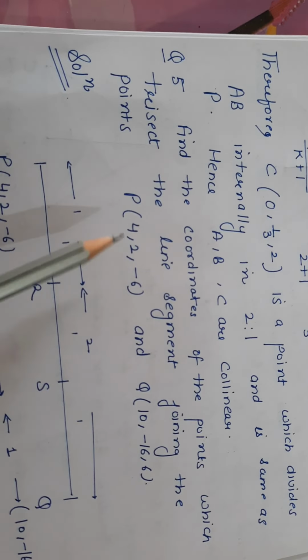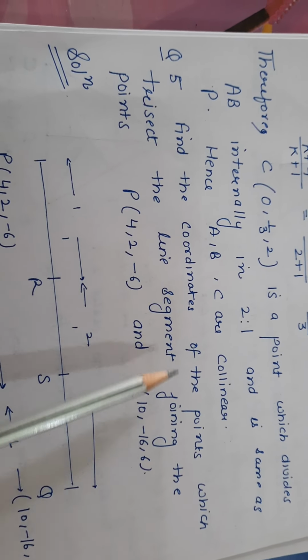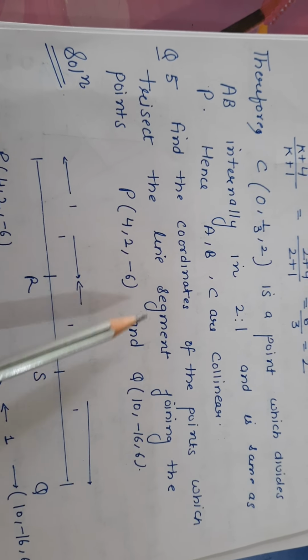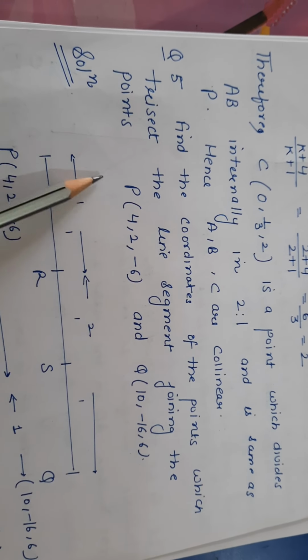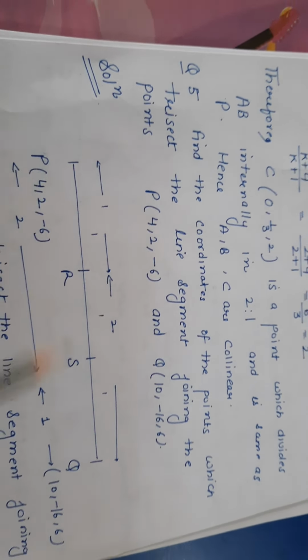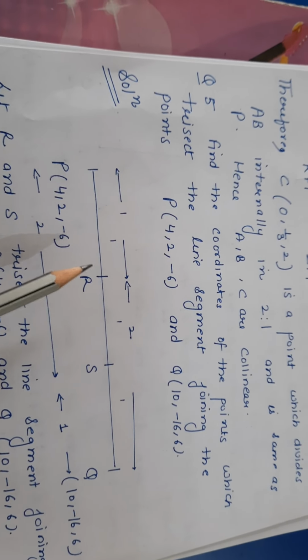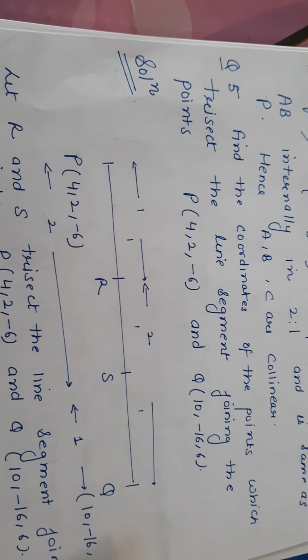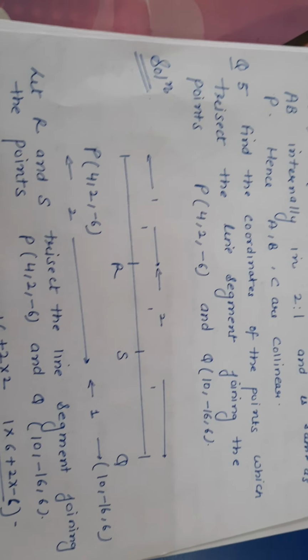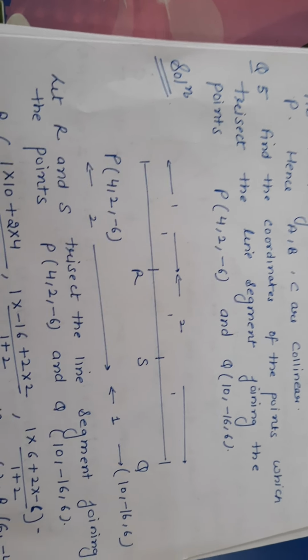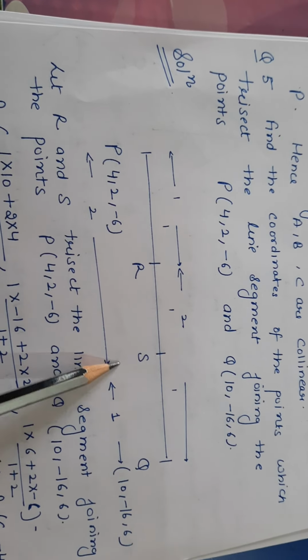Next question, question number 5. Find the coordinates of points which trisect the line segment joining these 2 points. Let this be P, let this be Q. Now trisect means you have to find the coordinates of points which are dividing the line segment joining PQ in 3 equal parts. So let the points be R and S.